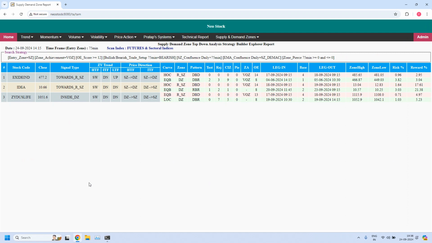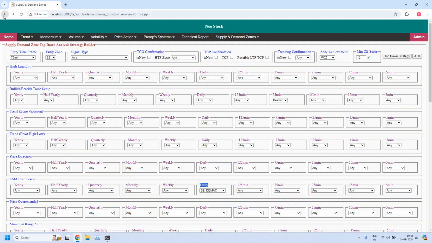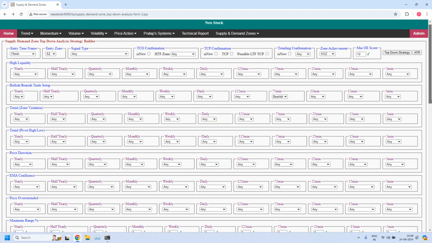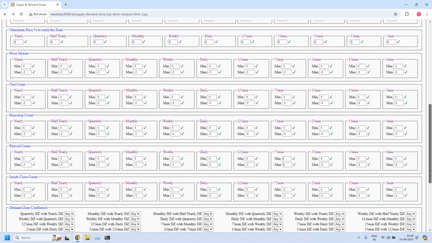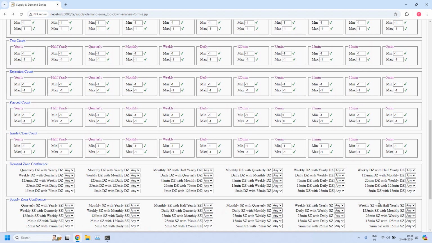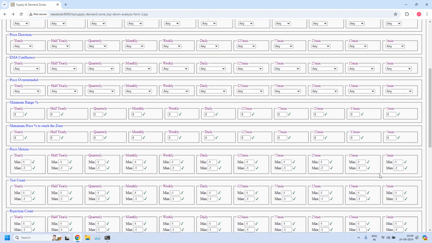Okay, in the next set of report, let us verify how many of the stocks are having LTF, ITF, HTF confluence. First we need to remove this EMA filter, removed it. So in the supply zone confluence, earlier we enabled 75 supply zone with daily. Now I am enabling 75 supply zone with weekly supply zone, and also daily supply zone with weekly supply zone. Also I am enabling all the 3 filters.